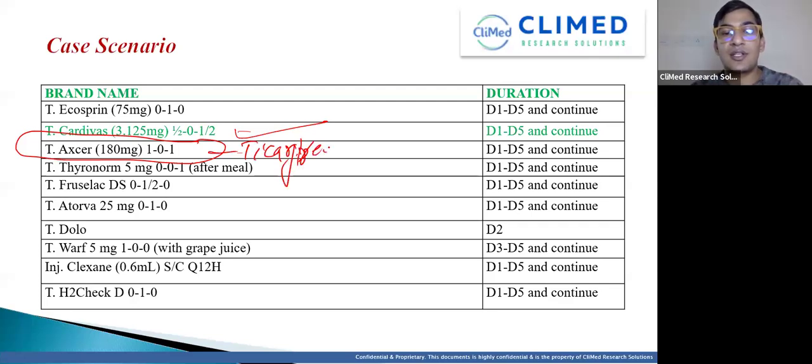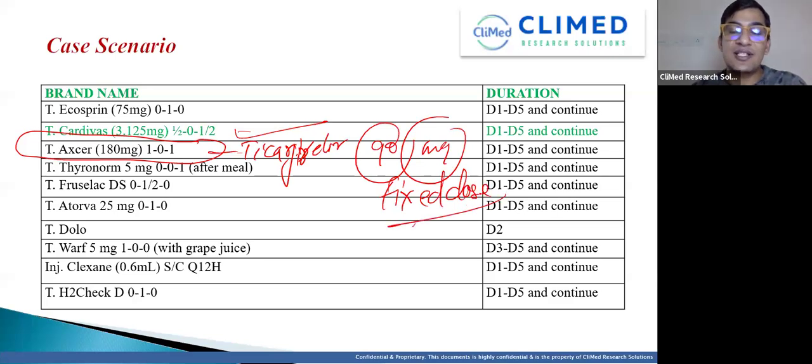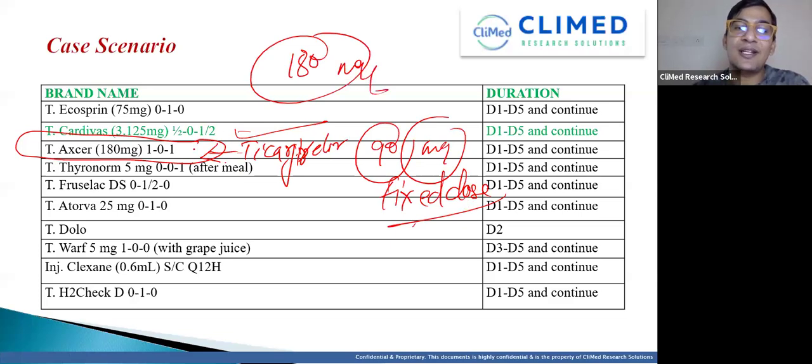Ticagrelor. Okay, ticagrelor only comes in a 90 mg fixed dose tablet. It always comes in 90 mg and the daily dose is 180 mg only. Here it has been given as 180 mg twice daily, 180 mg in the morning and 180 mg in the evening.